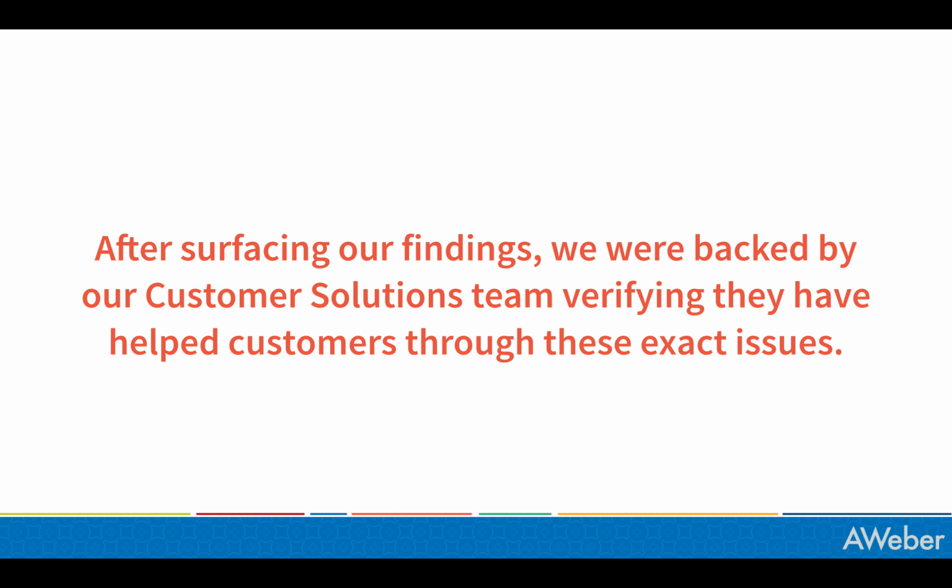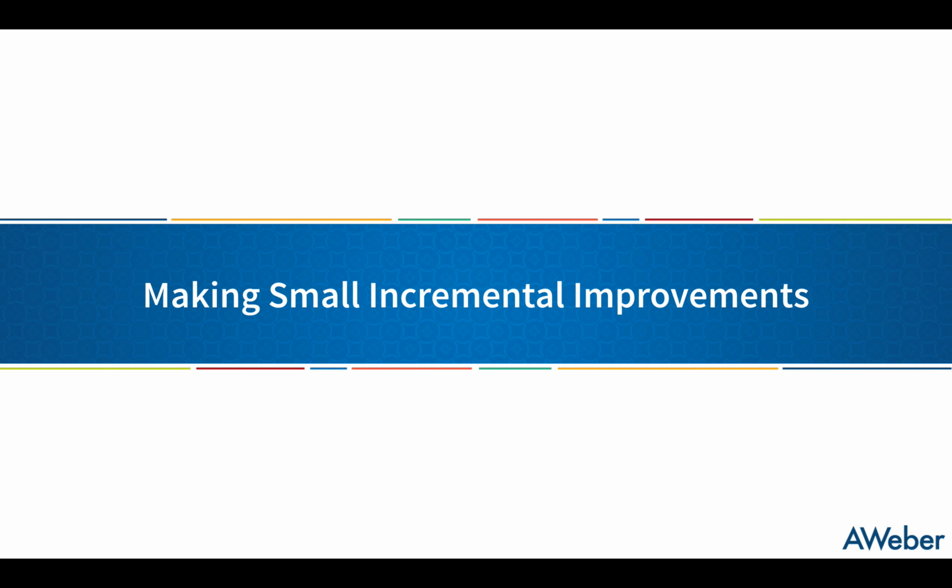So time and time again, we were seeing these different things, and as we started to surface these different findings, we actually found that our customer solutions team could verify that they've helped customers through almost all these exact issues. So where do we go from here? As part of the team, we're trying to be more agile, and we're trying to iterate based on these different things that we're doing. So we have these 2-week sprints, and we need to come up with small incremental improvements.